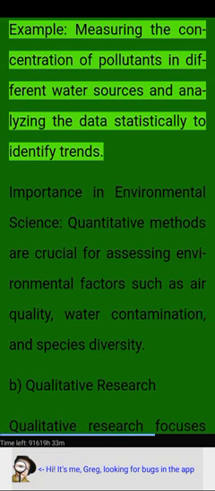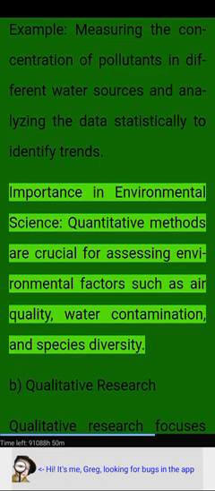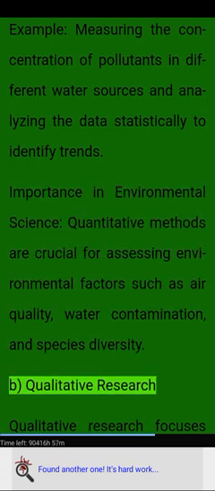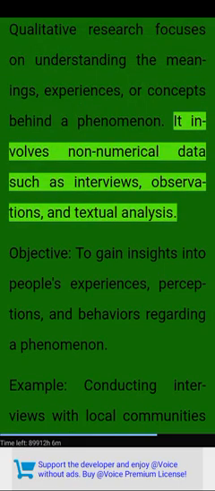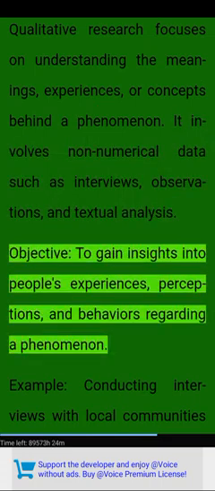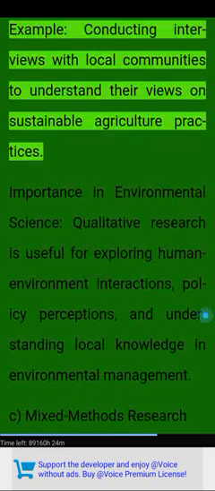Example: measuring the concentration of pollutants in different water sources and analyzing the data statistically to identify trends. Importance in environmental science. Quantitative methods are crucial for assessing environmental factors such as air quality, water contamination, and species diversity. B. Qualitative research. Qualitative research focuses on understanding the meanings, experiences, or concepts behind a phenomenon. It involves non-numerical data such as interviews, observations, and textual analysis. Objective: to gain insights into people's experiences, perceptions, and behaviors regarding a phenomenon.